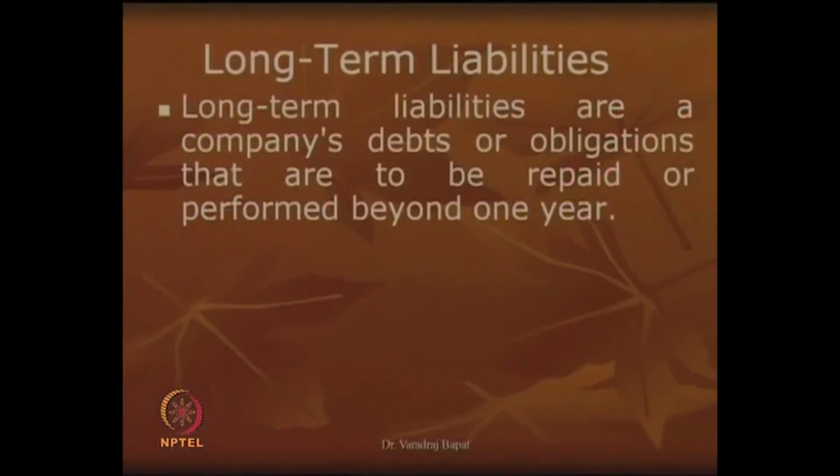Now, liabilities also can be divided on the lines of assets. One way of dividing is long term and short term. Now, what is a long term liability? These are the company's debts or obligations which are to be paid after more than 1 year. That is why we call them long term.